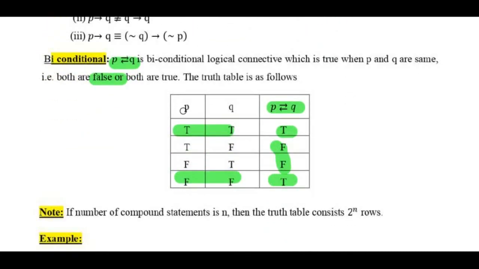Next and last is the biconditional statement. The biconditional statement is where, if both statements are true, you get P if and only if Q is true. If both statements are false, then P if and only if Q is true. If one statement is true and one statement is false, you get P if and only if Q is false. So these are the five connectives.